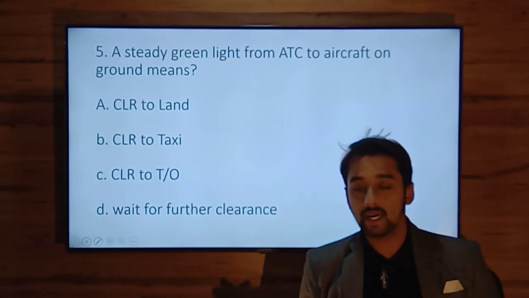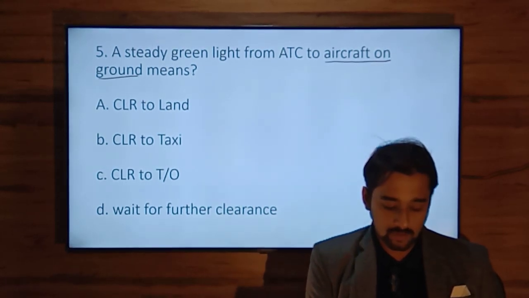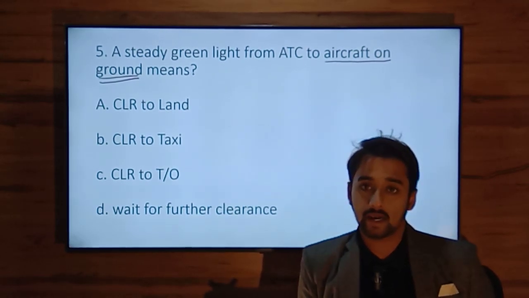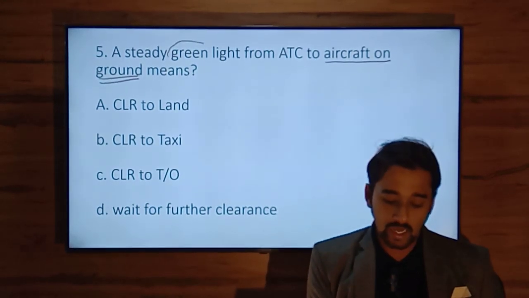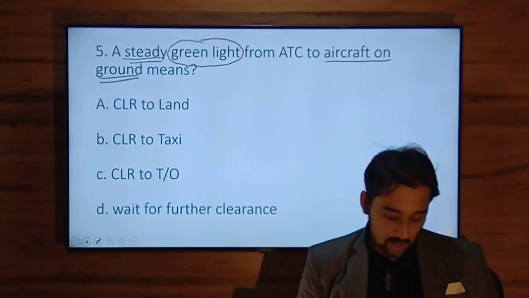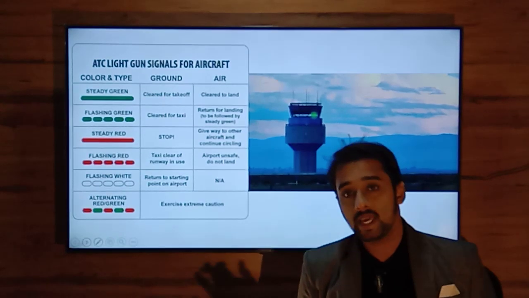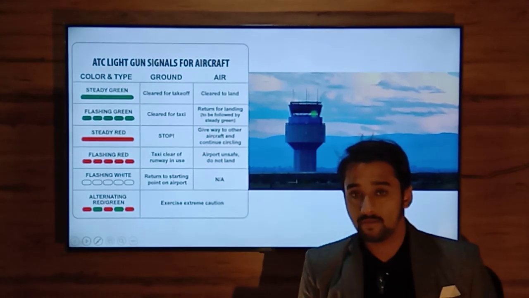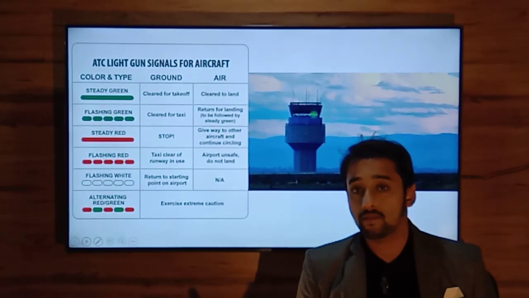Let's go to question 5. A steady green light from ATC, two aircraft on ground. This part of the question is very important. There are two scenarios: aircraft can be in air, aircraft can be on ground as well. Over here the aircraft is on ground and you are getting a steady green light from ATC directly. So what does that mean? This is a part of regulations and you have to remember this table by heart for any written exam that you take, as well as for your SPL student pilot license viva exam. These questions are also asked in check rides: private pilot, instrument, commercial.